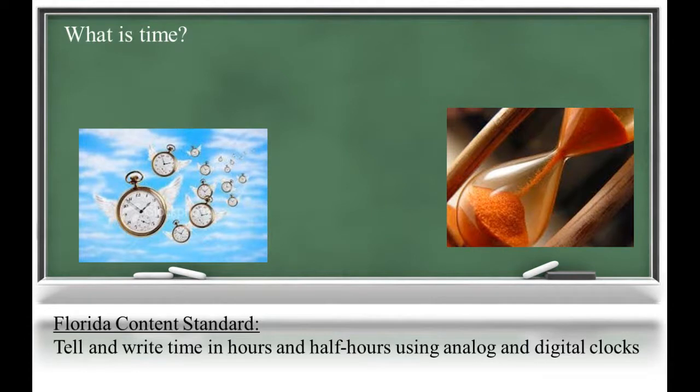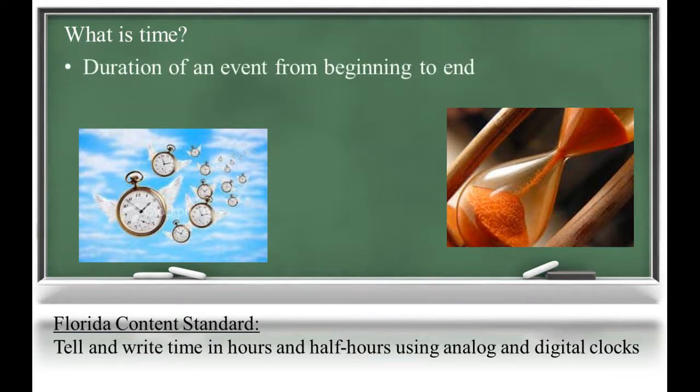What is time? Time is a very challenging concept to explain to a young child. As adults, we think of time as a duration of an event from beginning to end. But time is really passing constantly without end. It cannot be seen or felt. Many children find it difficult to understand this concept of time and the relationship of the two moving hands on the clock.